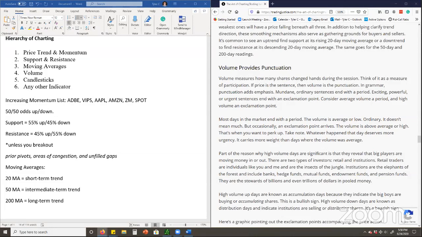Urgency, excitement, emphasis. When you get an update on normal volume, it reads, the stock went up today. When you get an update on really high volume, it reads, wow, oh wow, the stock rallied a lot today. There's more urgency, emphasis, it's more significant. Why is it more significant? Why does a high volume day have more gravitas than a low volume day? Because of what it implies.